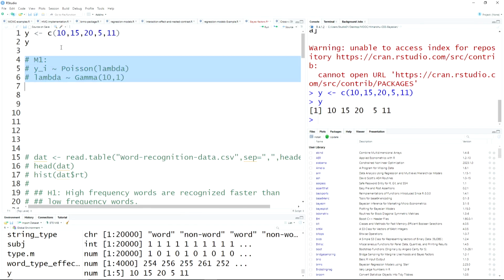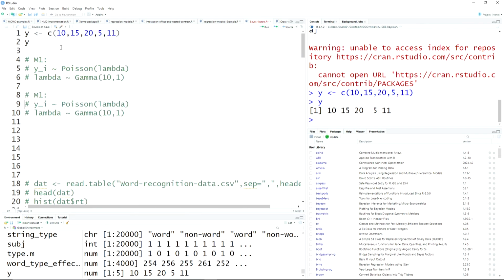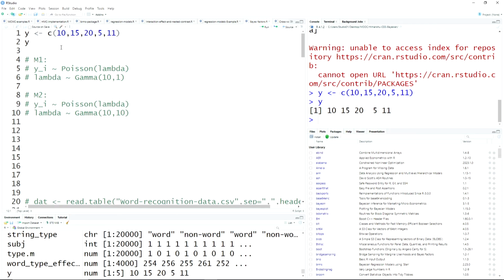Okay. So, this is model 1, and let us say model 2 is y_i comes from Poisson(lambda), but on lambda the prior is Gamma(10, 10). Okay. So, these are your two models. What is the only difference between these two models? The prior assumption. These two models differ in their prior assumptions about the parameter lambda.